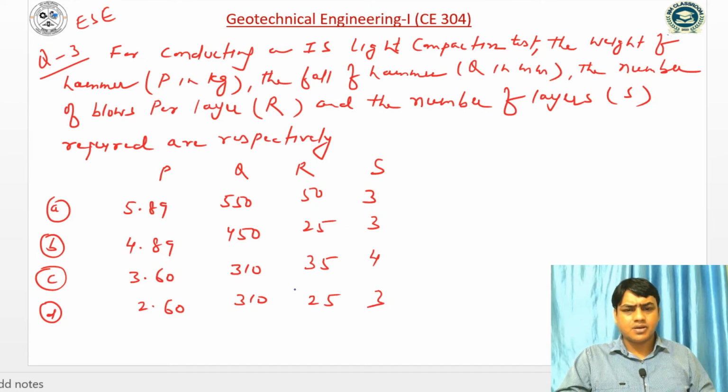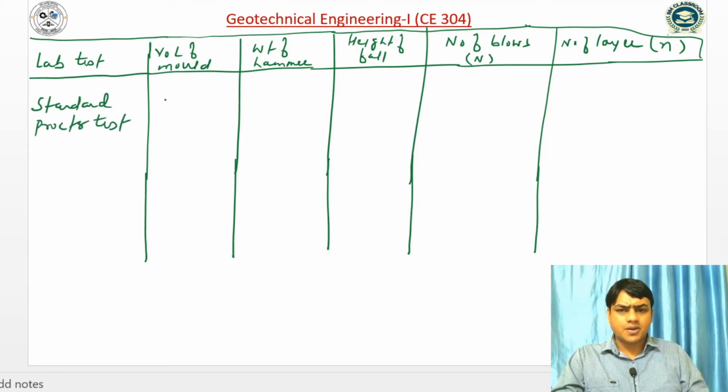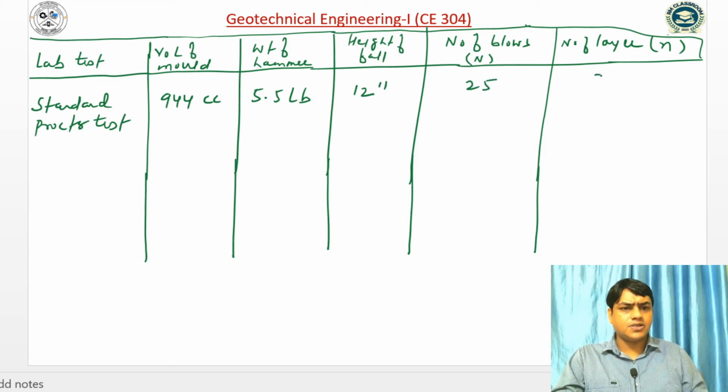Similarly, we have seen that the number of blows is 25 and the number of layers is either 3 or 5. So let us take the values of the different tests we have done. The first one is the standard Proctor test. In the standard Proctor test, the volume of mold is 944 cubic centimeter. Weight of hammer is 5.5 pound, and if I convert to kg, 1 pound is 0.454 kg. Height of fall is 12 inch, the number of blows is 25 and the number of layers is 3.